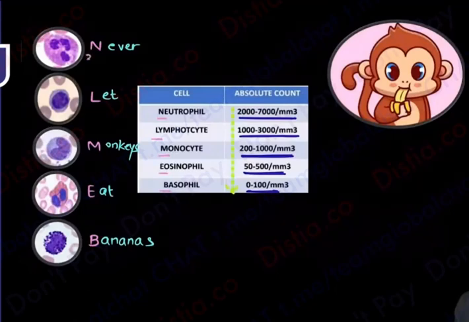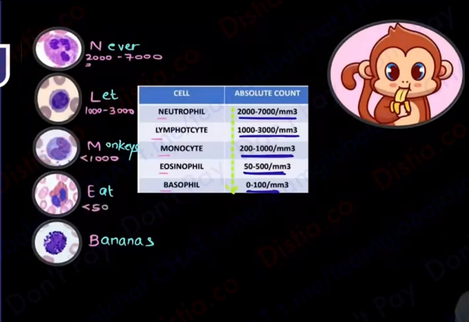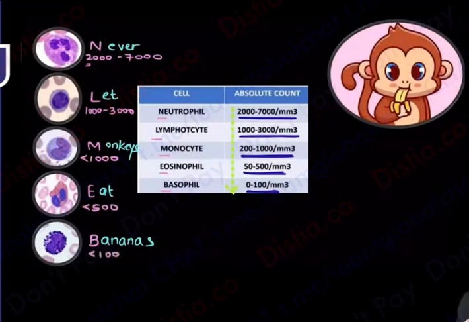Repeating, neutrophils are the maximum, 2000 to 7000. Then for lymphocytes, I go somewhere around 2000, so 1000 to 3000. Then I'll go below 1000: monocytes are less than 1000. Eosinophils are less than 500, and basophils are almost negligible in the blood, so less than 100 is what I've taken. Now is it simple? You keep going lower, lower, lower. So never let monkeys eat bananas is going to help you.